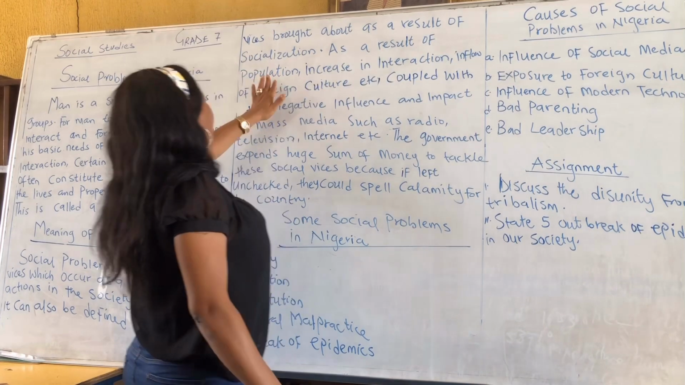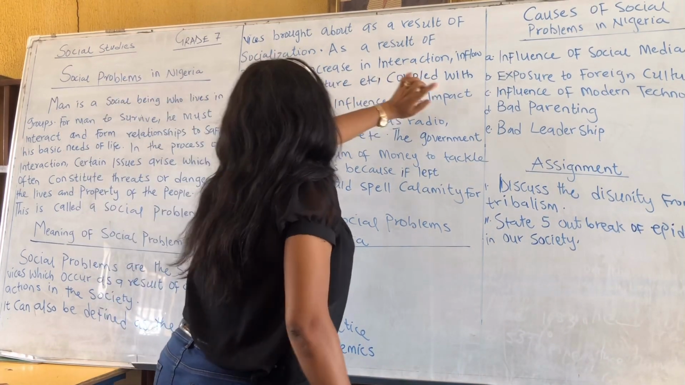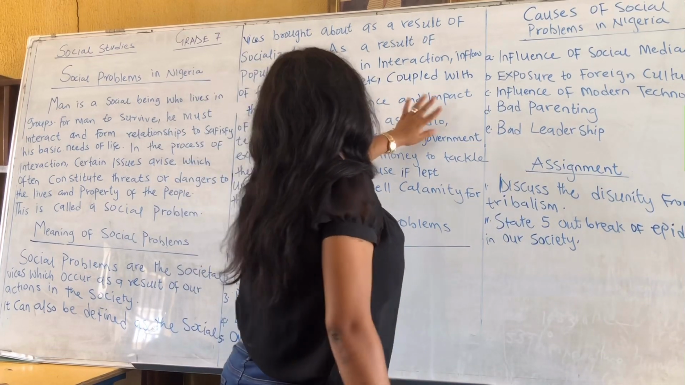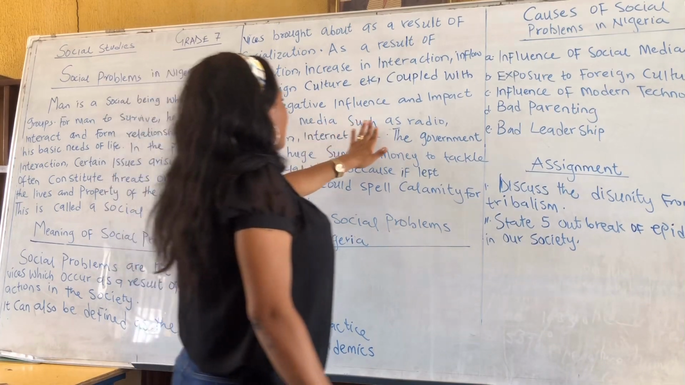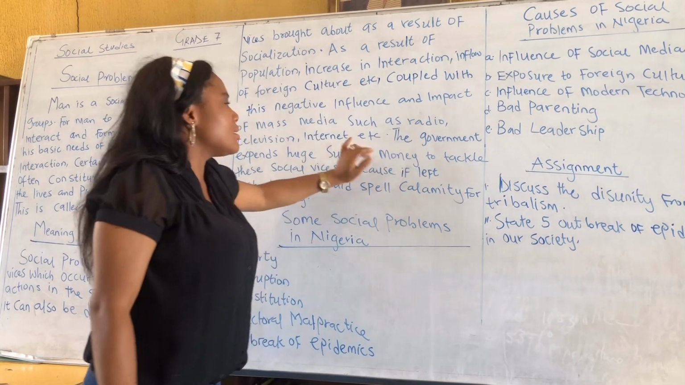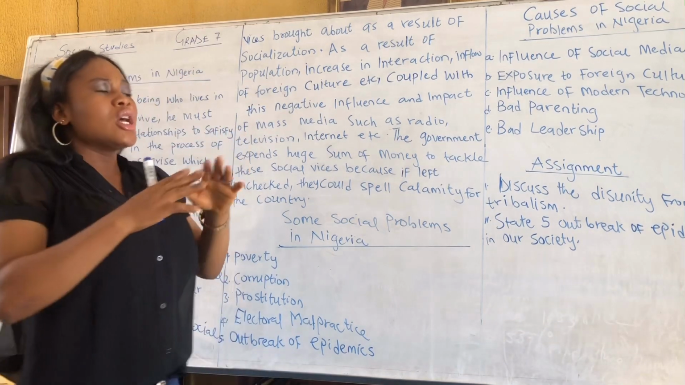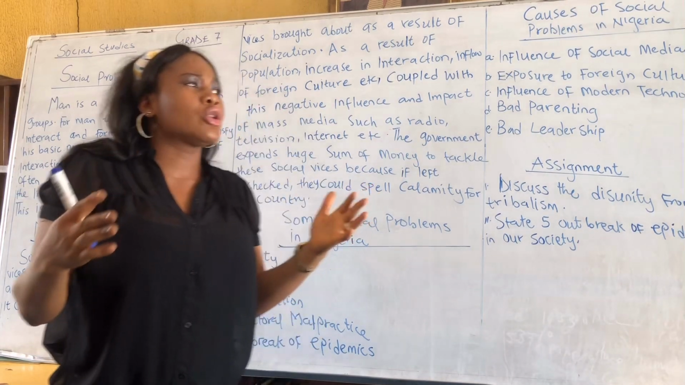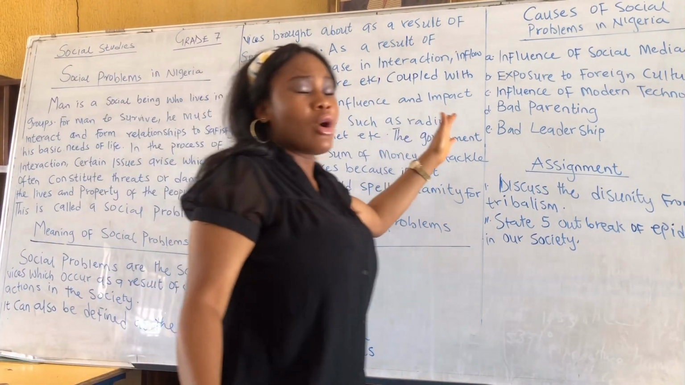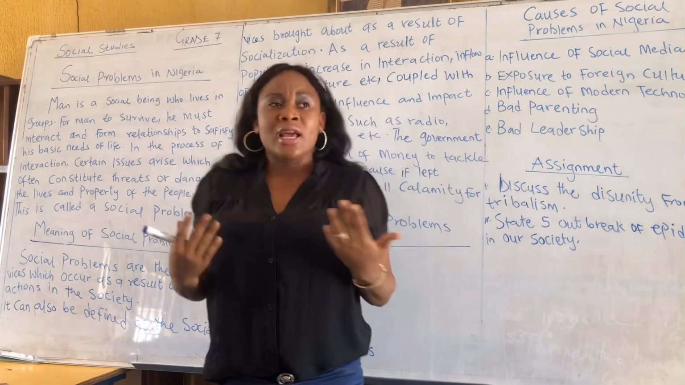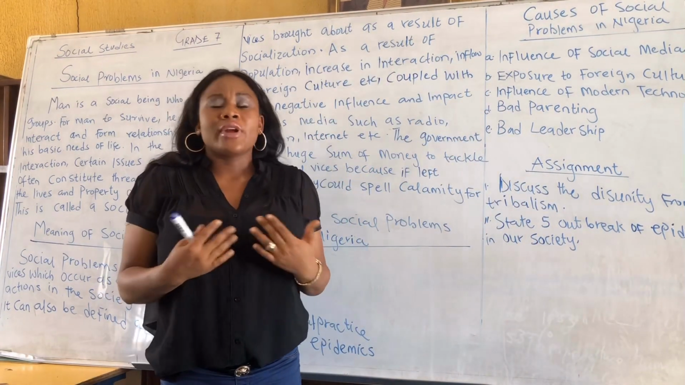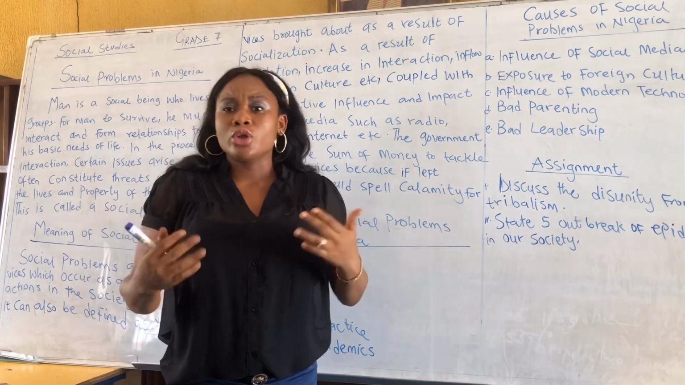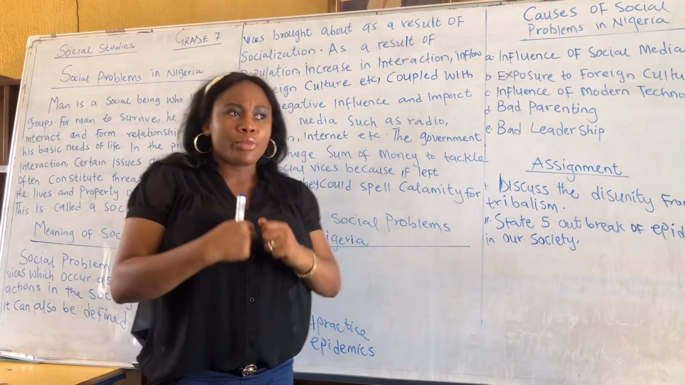As a result of population increase, increase in interaction, inflow of foreign culture, etc., coupled with the negative influence and impact of mass media, such as radio, television, internet, etc. We'll talk about social problems, exposure to mass media, and exposure to foreign culture. What do I mean by foreign culture? A kind of imitating foreign countries, for example the US, in their dress code. For example, wearing sleeveless to work is not in our culture. Rather, you dress properly.